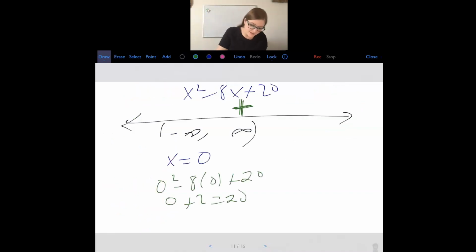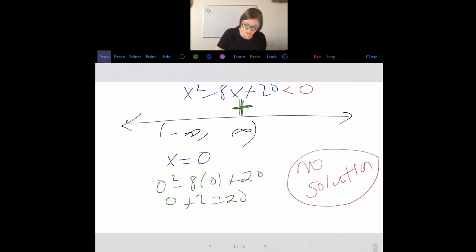Okay, we were trying to determine where this is less than 0. So in this case, since it's always positive, this has an answer of no solution. Okay, no solution.